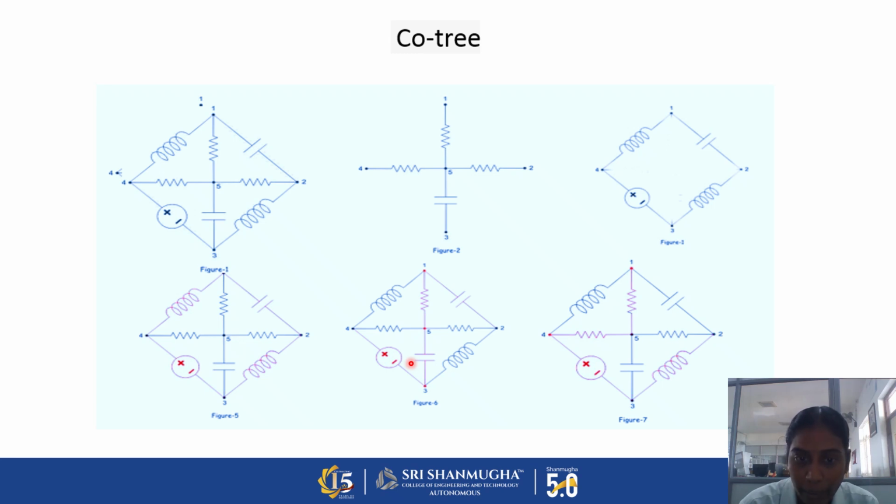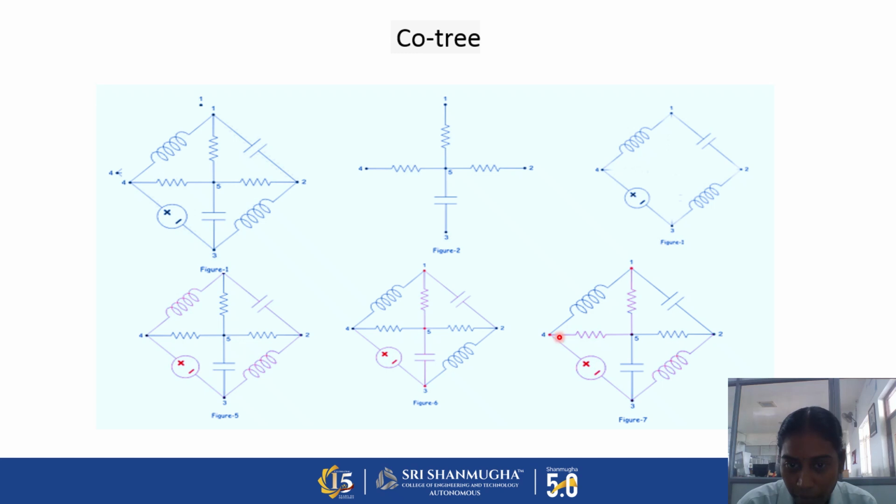Then one more diagram: 1 to 4, 4 to 5, 5 to 2, 2 to 3. This also can be considered as a tree because all the nodes are covered in this way, but it does not have any closed loop. So this can be 1 to 4, 4 to 5, 5 to 2, 2 to 3. This can be considered as a tree. So apart from the tree branches, the remaining branches are called cotree.